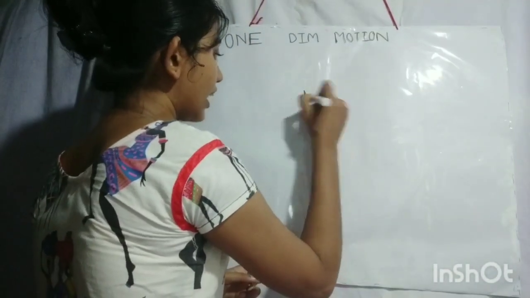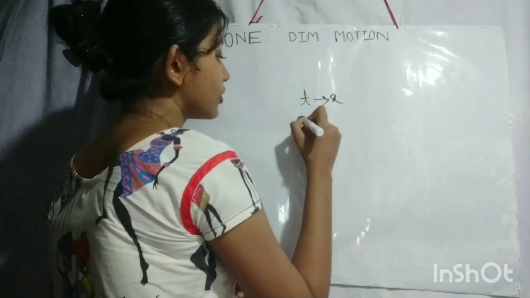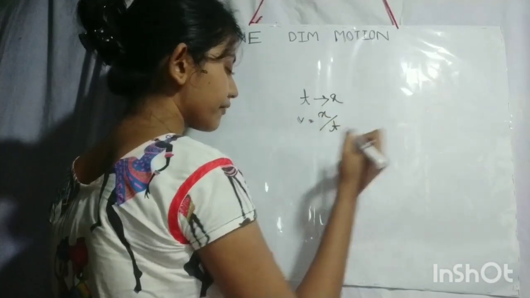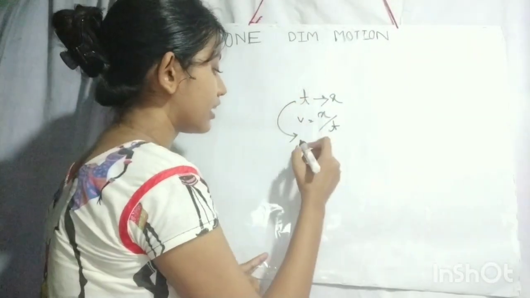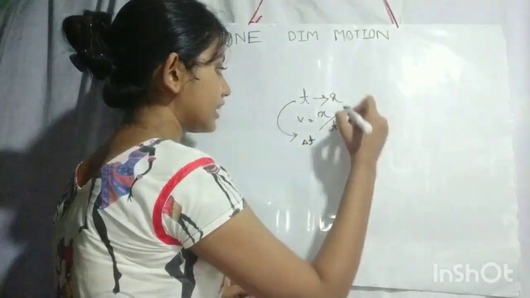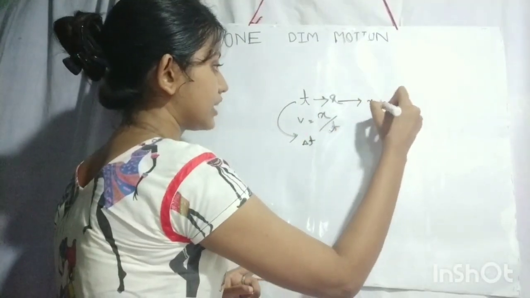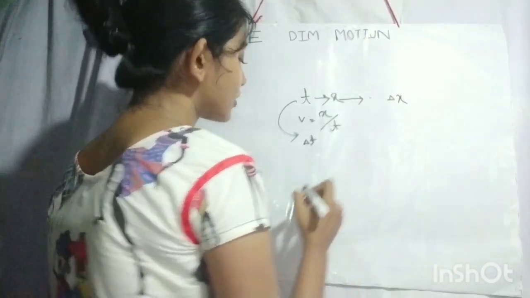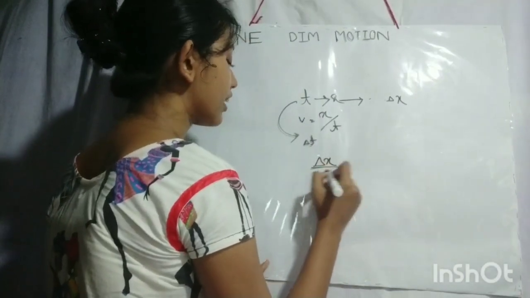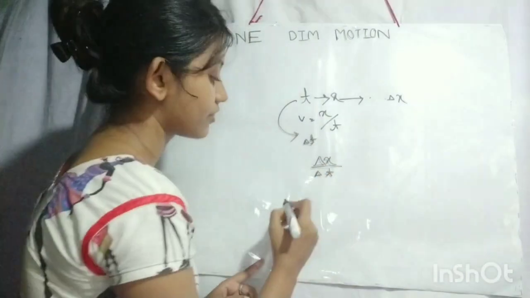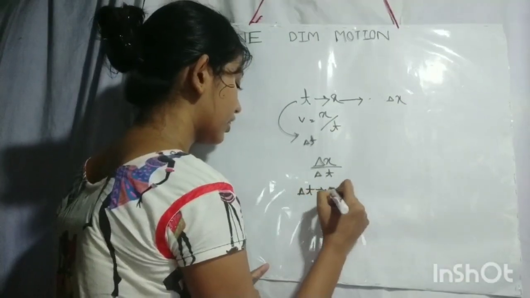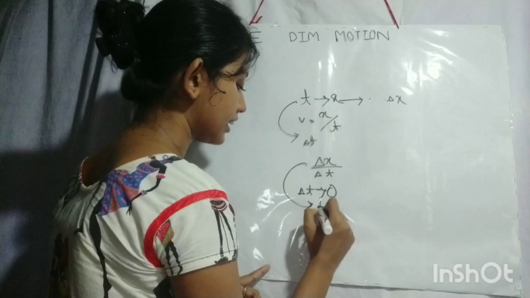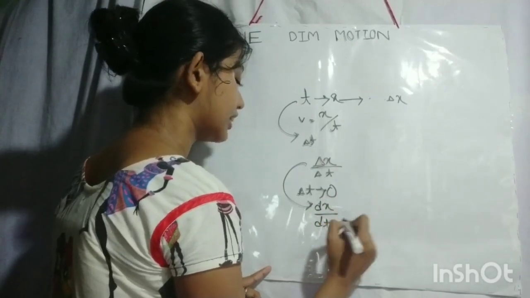So let's introduce instantaneous velocity. Let at time t a particle go the distance x. So the velocity will be x by t. Let after delta t time, the particle have crossed x plus delta x distance. So the instantaneous velocity will be delta x by delta t. And if delta t tends to 0, then I can write this as dx by dt. So this is the velocity.